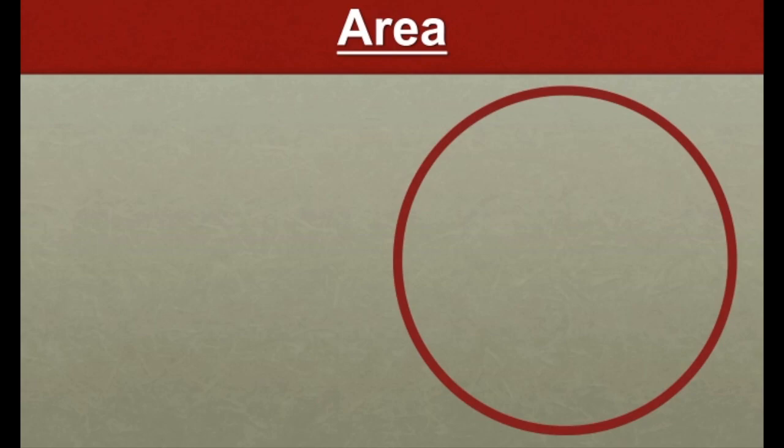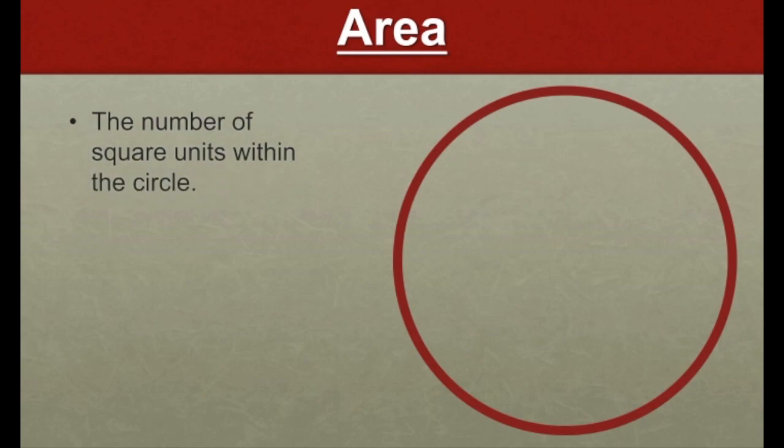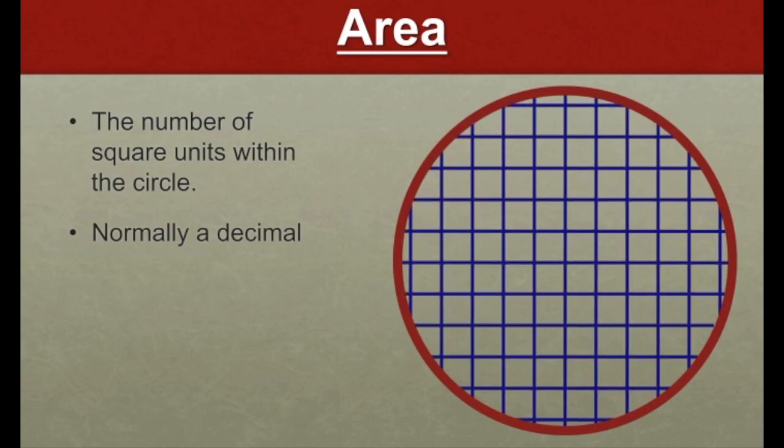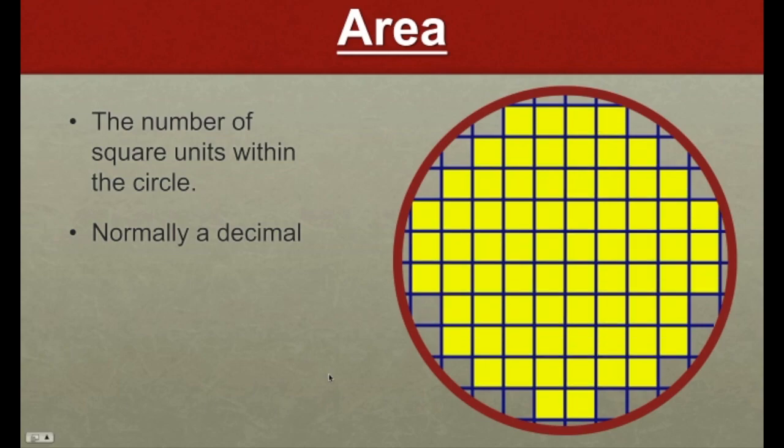What exactly is area? That doesn't change between circles and regular shapes. The area is the number of square units within the circle, and it's normally a decimal. Why is the answer for the area of a circle normally a decimal? First of all, let's take our circle and break it up into square units. These yellow squares are actual complete squares. The problem is that with a circle, there are all these square units that are incomplete. They're in bits and pieces. That's exactly why we use a decimal to represent our answer when talking about the area of a circle, because we're never actually having complete squares. So it's always going to end up being a decimal.